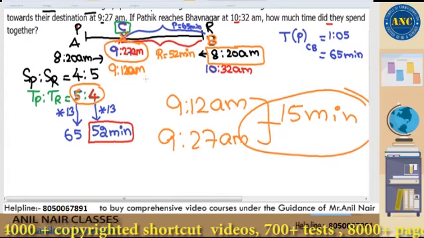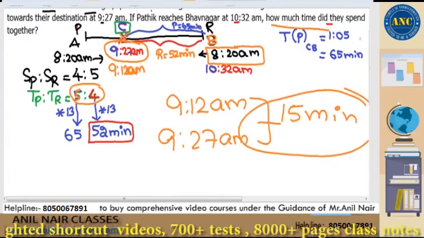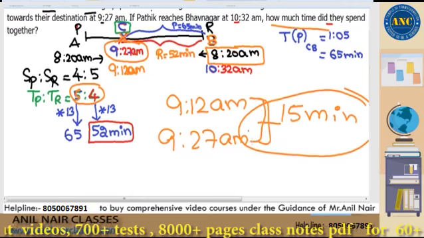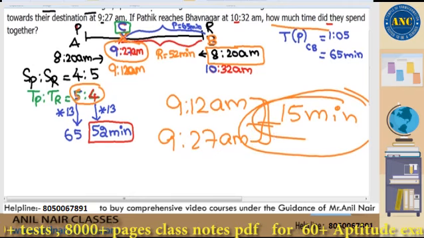They will spend together. The question is how much time they will spend together. They will spend from 9:12 to 9:27. They will be together, which means they will be together for 15 minutes.